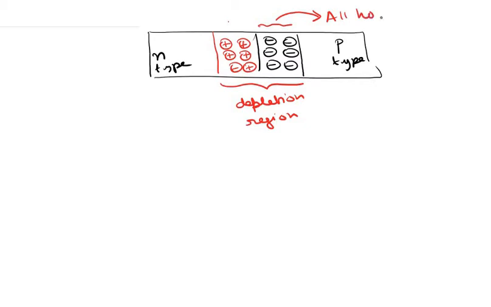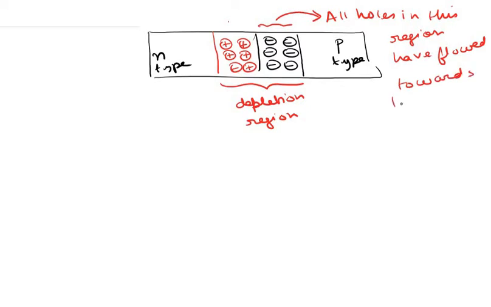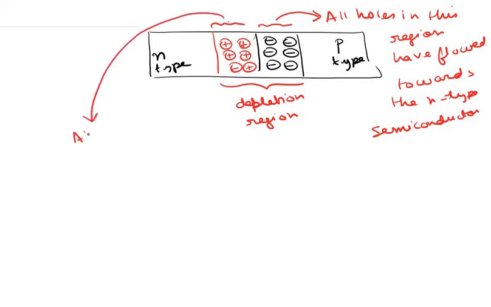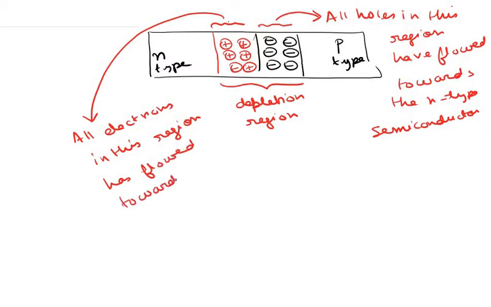So all holes in this region have flowed towards the n-type semiconductor, and all electrons in this region, electrons basically meaning electrons in the conduction band, okay, all electrons in this region have flowed towards the p-type material.